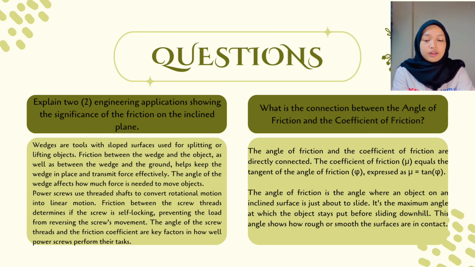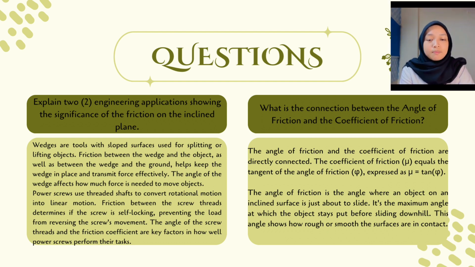The angle of friction is the angle where an object on an inclined surface is just about to slide. It's the maximum angle at which the object stays put before sliding downhill. The angle shows how rough or smooth the surface in contact is.